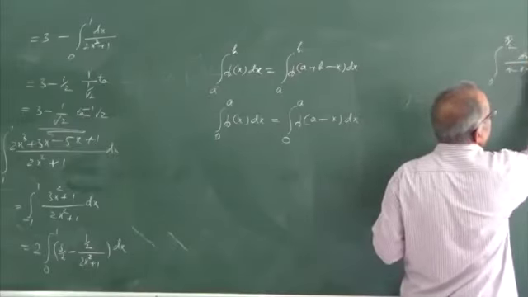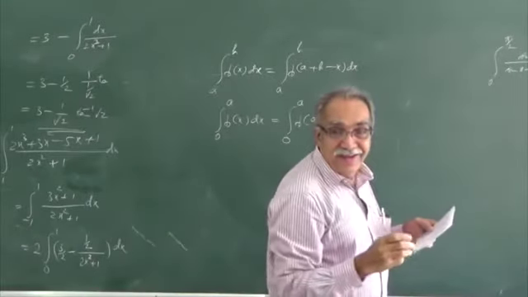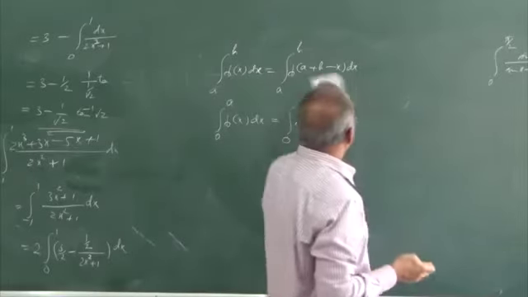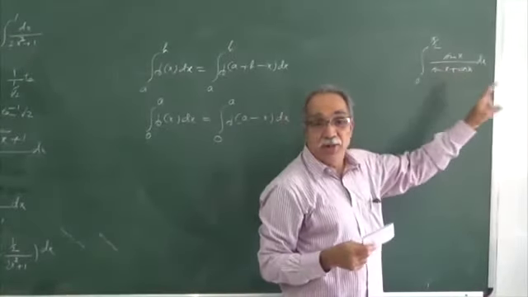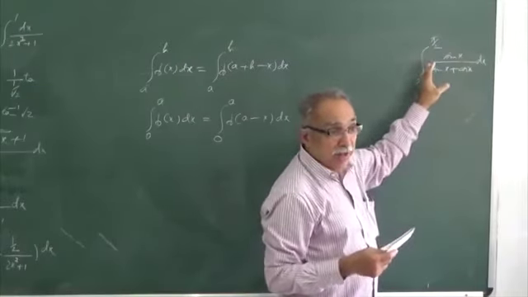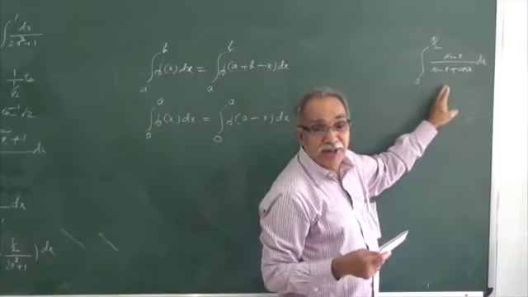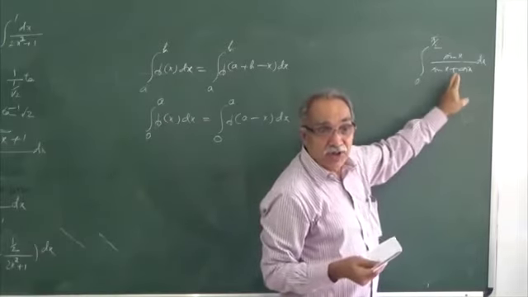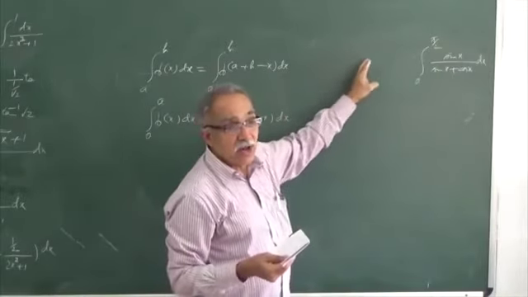Are you already familiar with this situation? No. No need. Simply apply this property. 0 to a f of x dx is 0 to a f of a minus x dx. So, this integral is also equal to 0 to pi by 2 sin of pi by 2 minus x cos x by sin of pi by 2 minus x cos x plus cos of pi by 2 minus x sin x. What are you getting? This is equal to integral from 0 to pi by 2 cos x by sin x plus cos x dx.